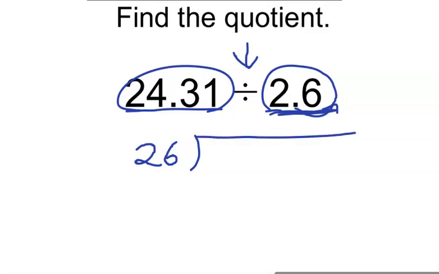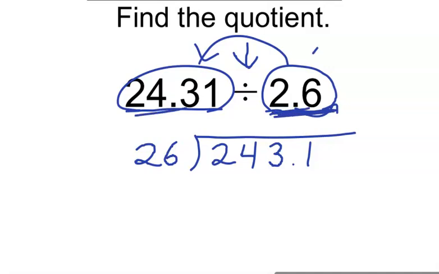And then we have to do the same thing to this side, which would make it 243.1. Okay, so the main thing I want you guys to have written down on this one is to change this so that the number out here, which is the divisor, and this is the dividend in here, but the divisor does not have a decimal.